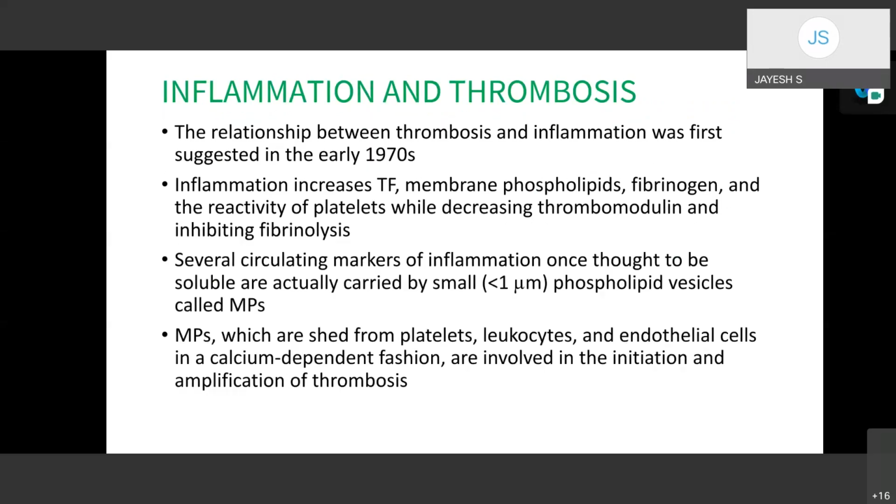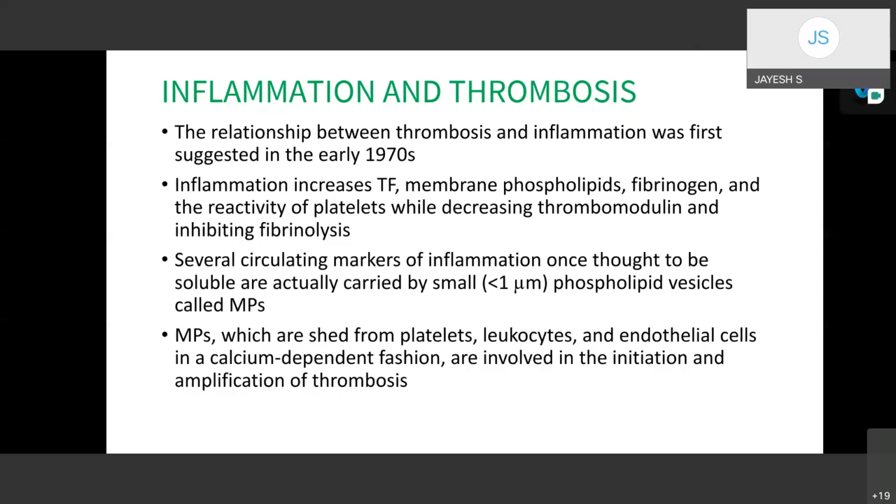Then, coming to the coagulation pathway, there may be some amount of inflammation also. The relationship between inflammation and thrombosis was first suggested in 1970. Inflammation increases coagulant factors like tissue factor, membrane phospholipids, and fibrinogen, and it increases the reactivity of platelets, while it decreases thrombomodulin and inhibits fibrinolysis.